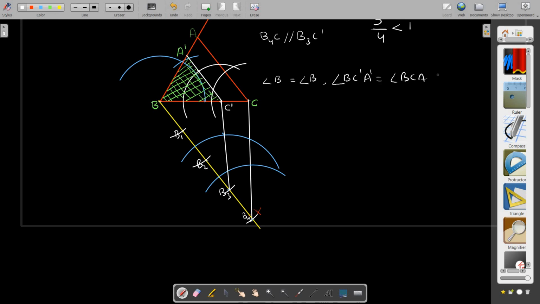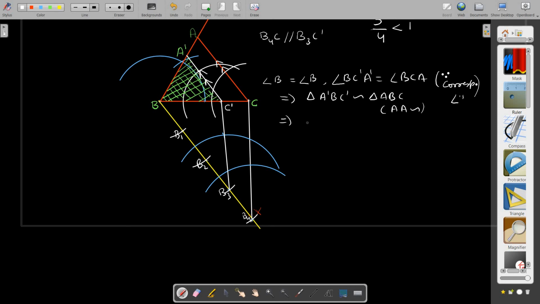This is by construction. And what did we construct? We constructed corresponding equal angles. So line A prime B prime is parallel to AC. So here, since we have pair of equal angles, we will declare triangle A prime BC prime similar to triangle ABC. Why are they similar? They are similar because of angle-angle similarity criterion.